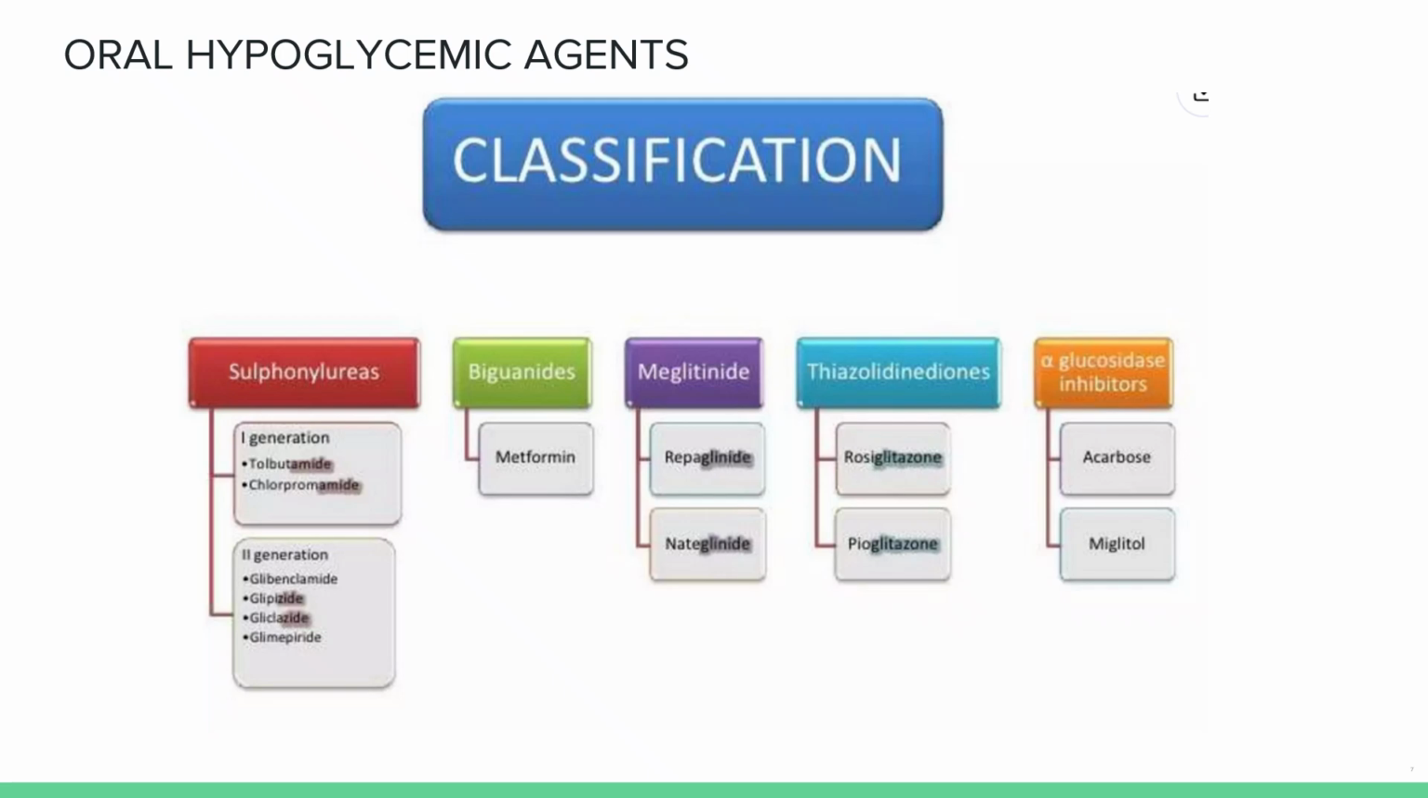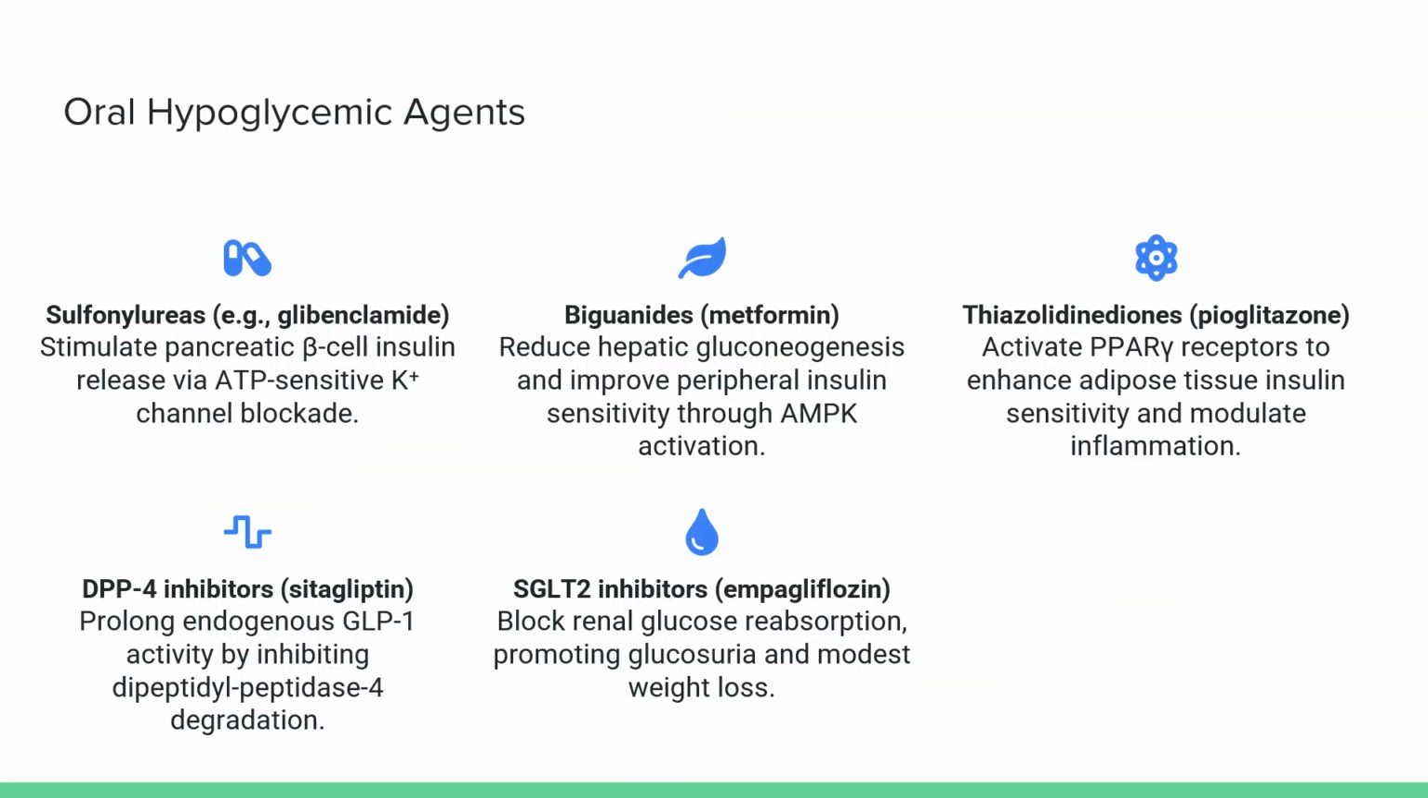Then the next class comes as alpha glucosidase inhibitors, example acarbose, miglitol, voglibose, etc. Then when we are coming to the modern aspect, or in the present studies, the most important types of oral hypoglycemic drugs are DPP4 inhibitors like sitagliptin and SGLT2 inhibitors like empagliflozin.